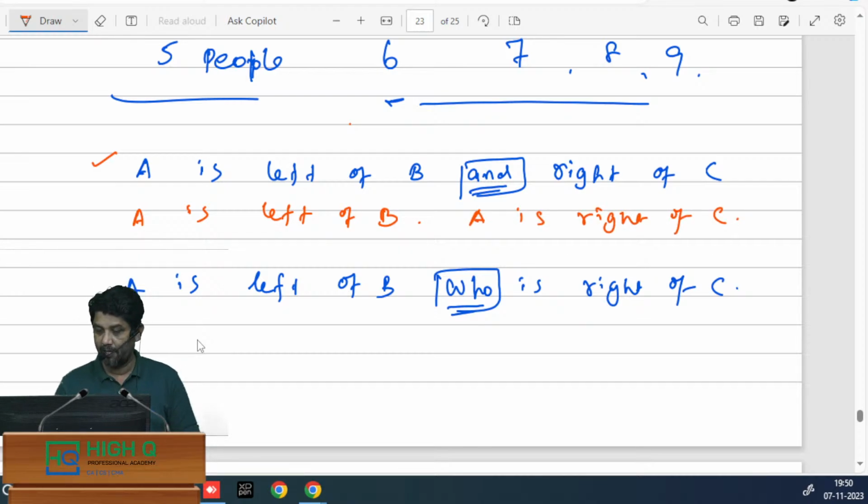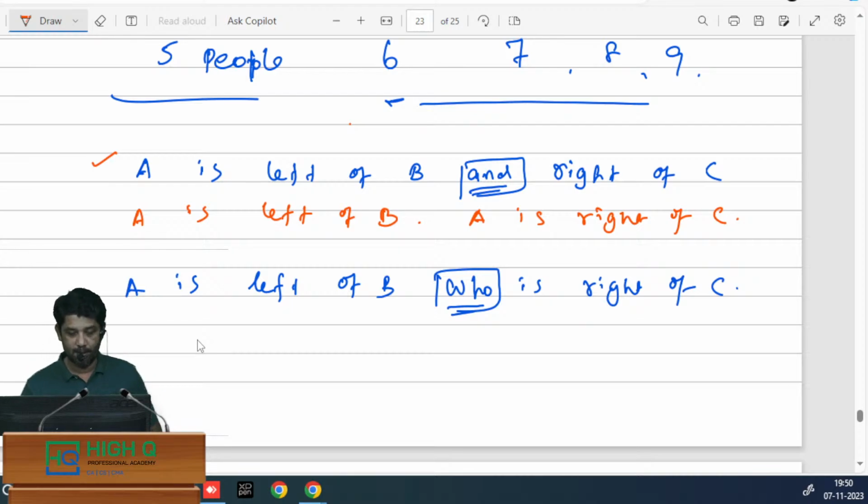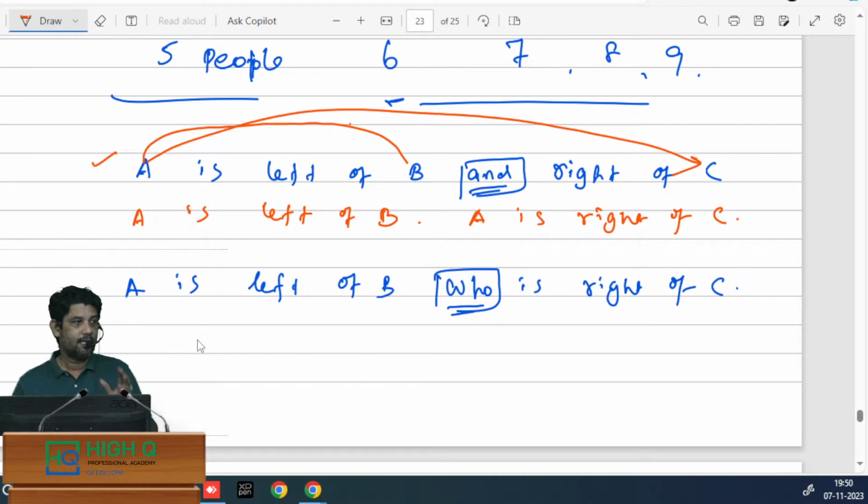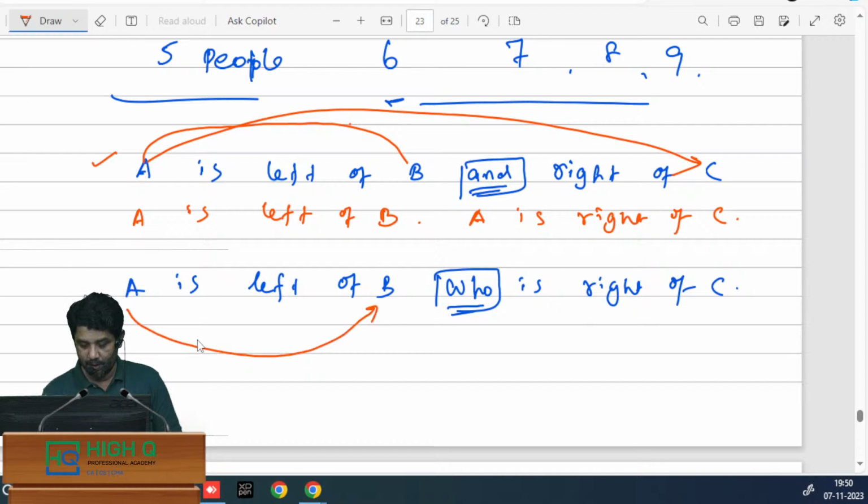Is that clear, my dear? A is right of C. That means A is left of B and A is right of C. Is that clear, all of you? That is, the first person is connected with the other 2 people. Next one is A is left of B, who is right of C. That means A is left of B. That is the first statement. The second statement is B is right of C.